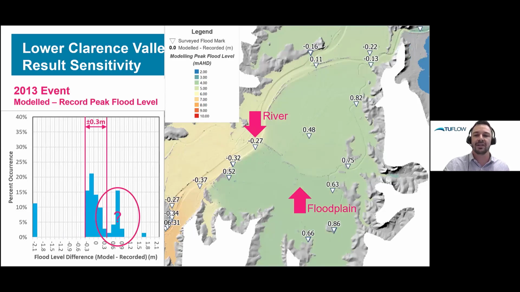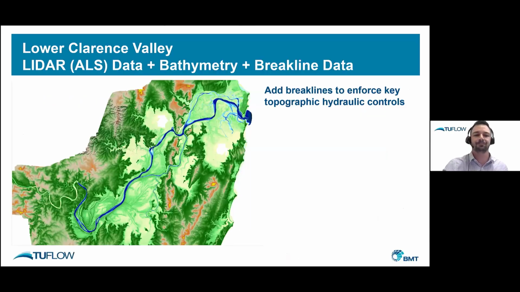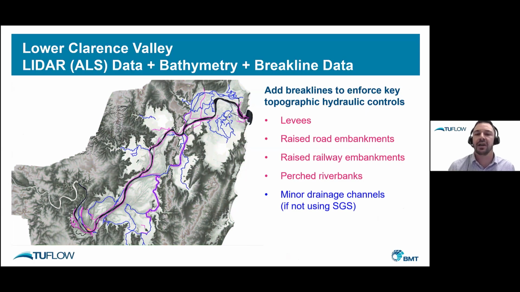So that was 2001, this is now 2013. That histogram plot in the bottom left is a really nice way to present this sort of data for a wide area. Once I saw those results, it was just a matter of adding in break lines to enforce those key hydraulic controls. So those ridges, levees, raised riverbeds, riverbanks. If you're using SGS, you don't need to represent those minor drainage gullies. But if you're not using an SGS scheme, they're also important.